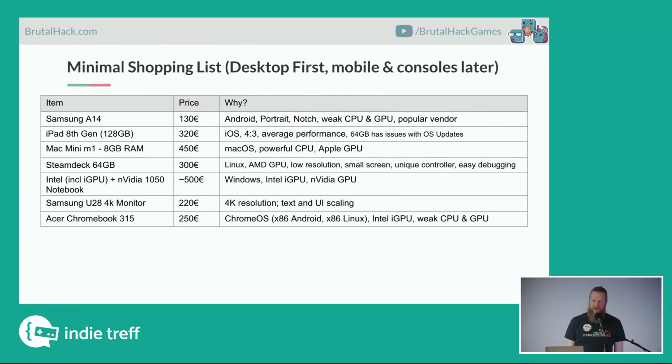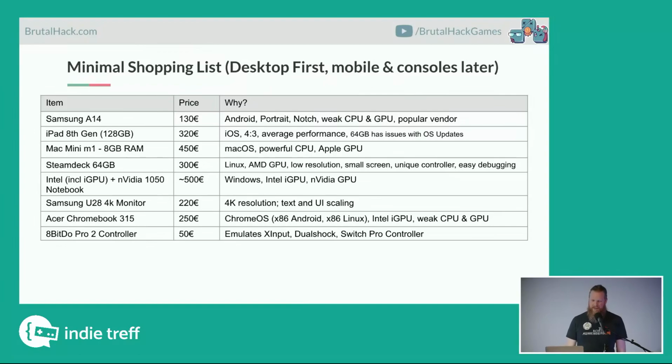Then there's an Acer Chromebook 315. It's a cheap 250 euros Chromebook, so it gives you Chrome OS. This thing lets you test x86 Linux builds and x86 Android builds. So that's what Chrome OS just uses. It has an Intel integrated GPU and a very weak CPU and GPU. So especially if you're running 2D games, it's very interesting to see how your game runs there. If you have a 3D game, this thing will not cut it. Do not buy it. Have a look at the recommended list.